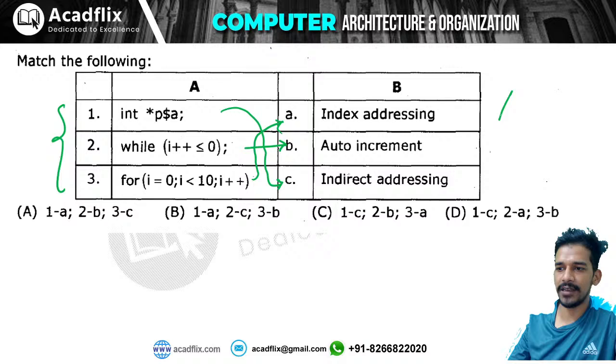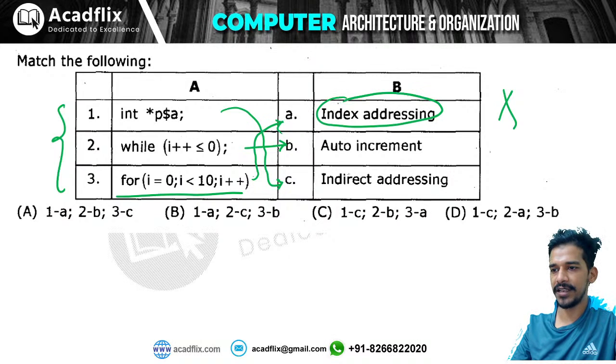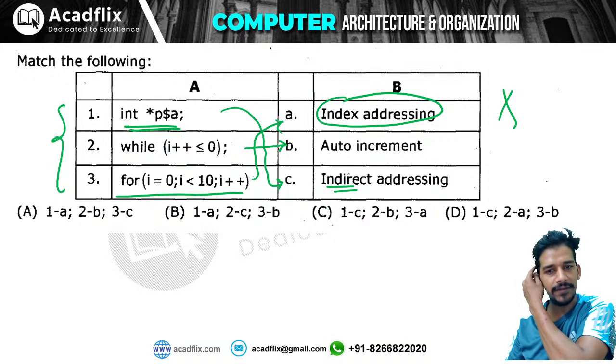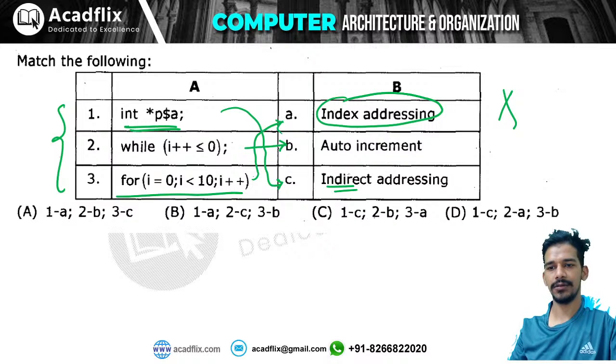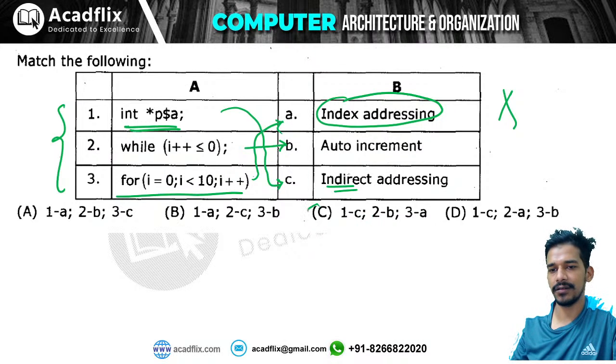This question is a very bad question, a very wrong question, because there is no relation between the loops and the index addressing. Okay, index addressing can be used with arrays only, right? But you can match it forcibly. If it is about forcing, then I know that the pointer is used for indirect addressing. Okay, pointers are used for indirect addressing mode. So 1 is matching with C, then 2 is matching with A, 2 is matching with B, so option C is the right answer.